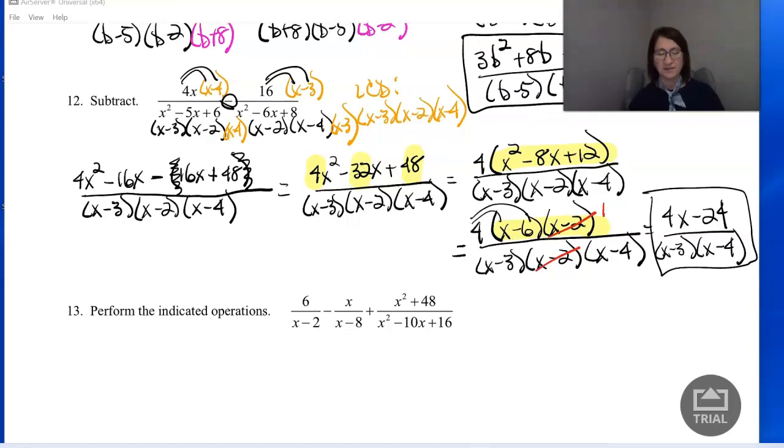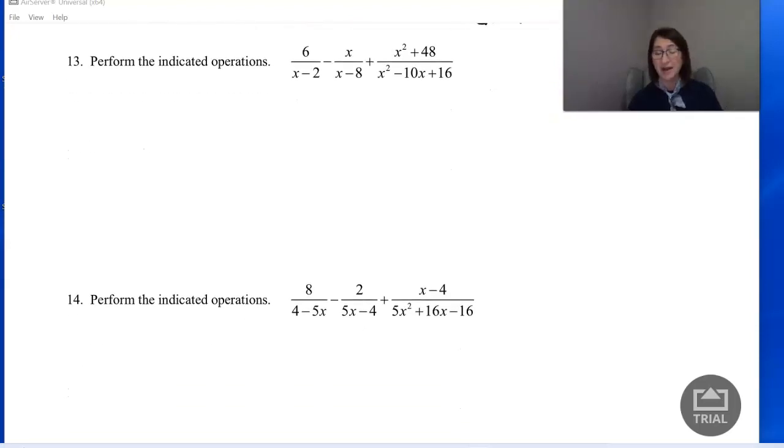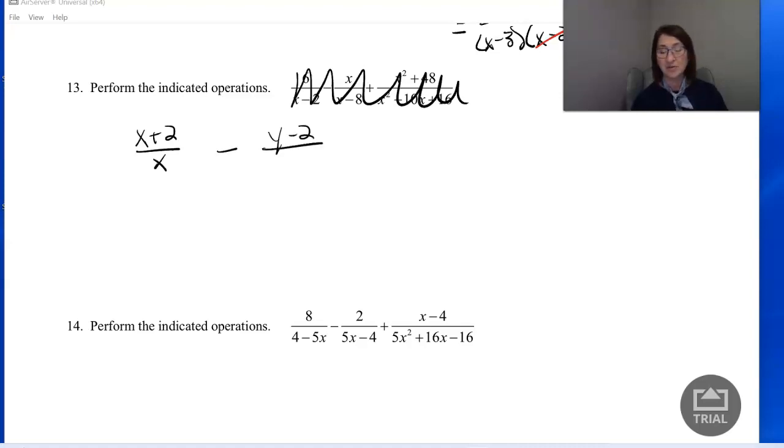All right, so for number 13 and number 14, do I have my answers? I've got an answer for number 14 here in case you wanted to give it a try, but I'm not going to do 13. I'm going to do 2 that I think you're going to run into in the homework. So x plus 2 over x minus y minus 2 over y.